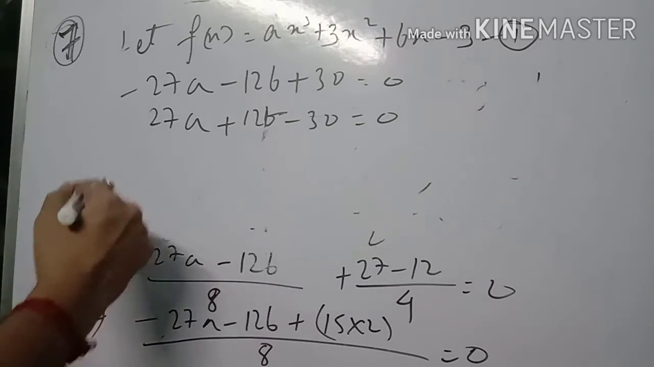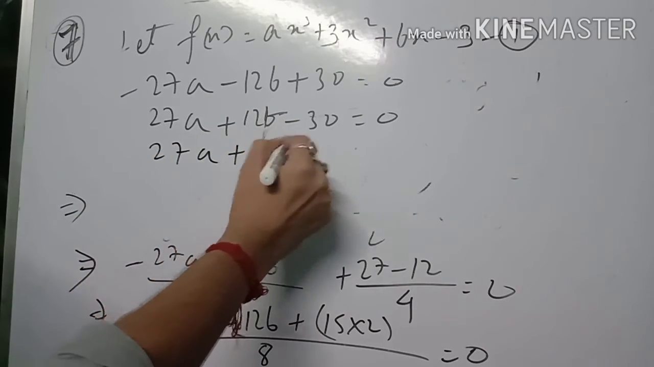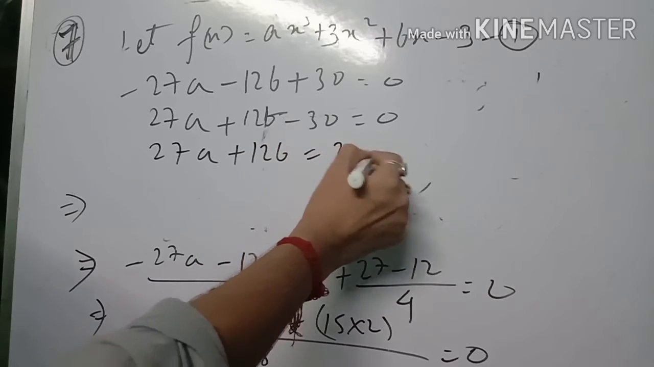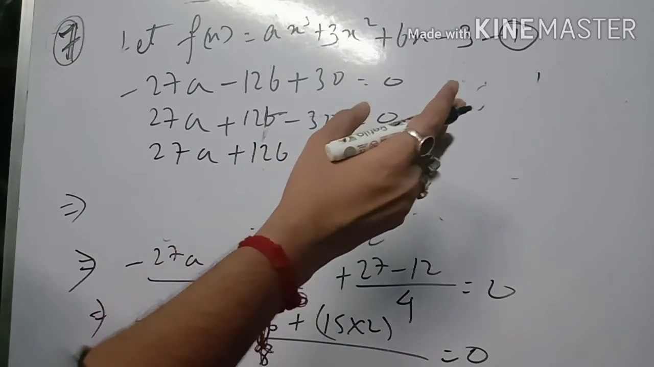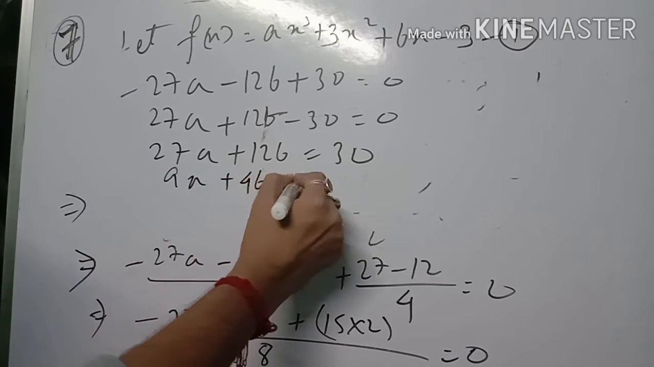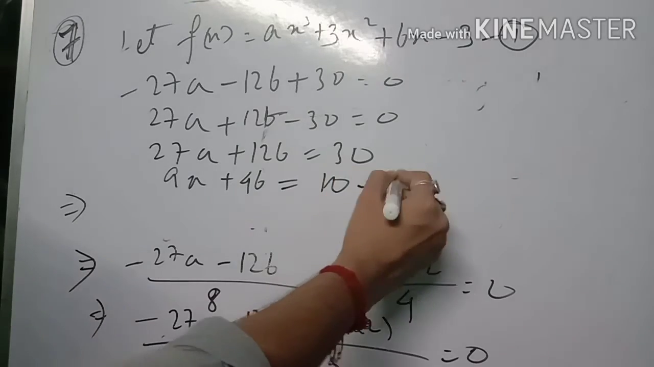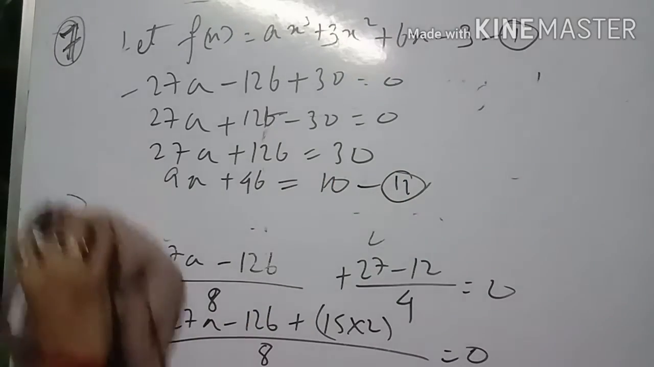So this becomes 27a plus 12b. We're going to shift this thing to this side. Let us take 3 common. It will become 9a plus 4b equals 10. Fine. We got the equation number 2. Next part.